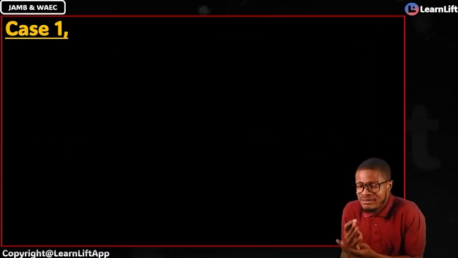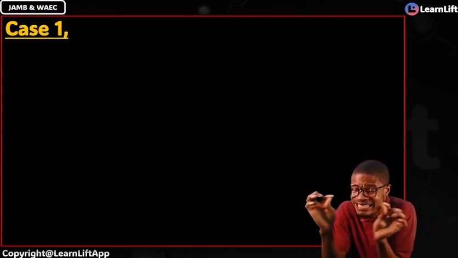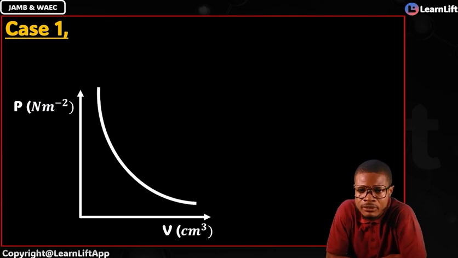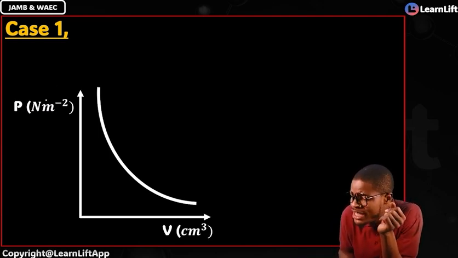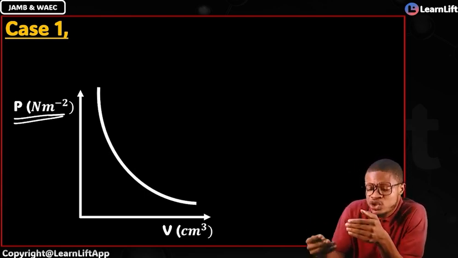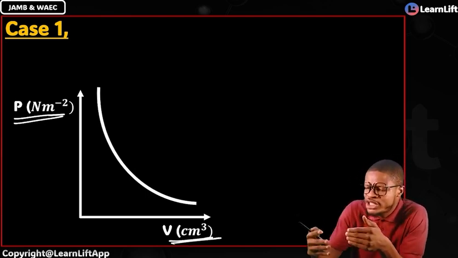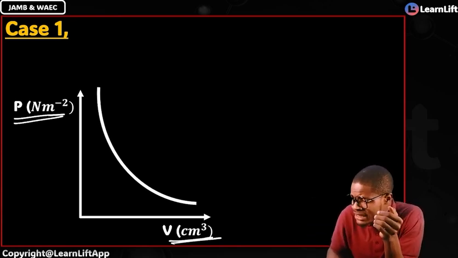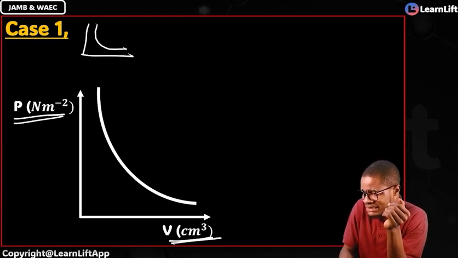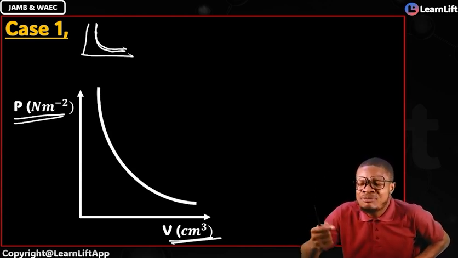The first case involves the graphs. Any of the 3 graphs is correct, but understand the salient points around them. Look at the first graph. This is how it is presented. This is a graph of pressure, in Newton per meter square, against volume in cm cube. If you see a graph like this coming down, what does it tell us? It's telling us that the graph is inversely proportional.